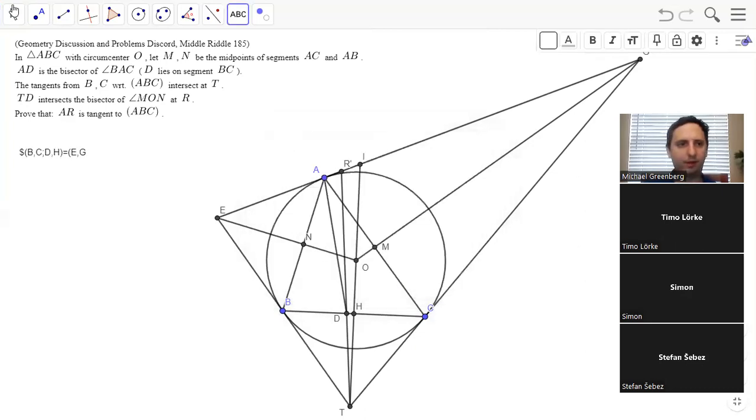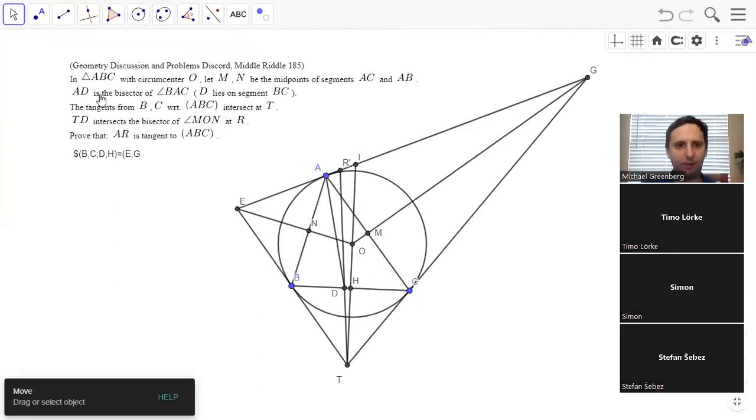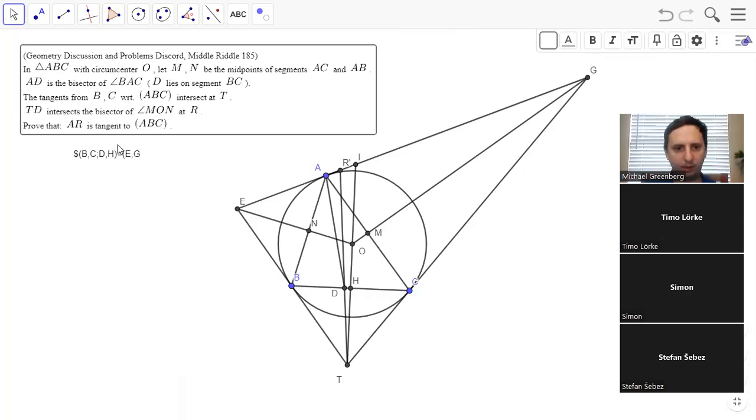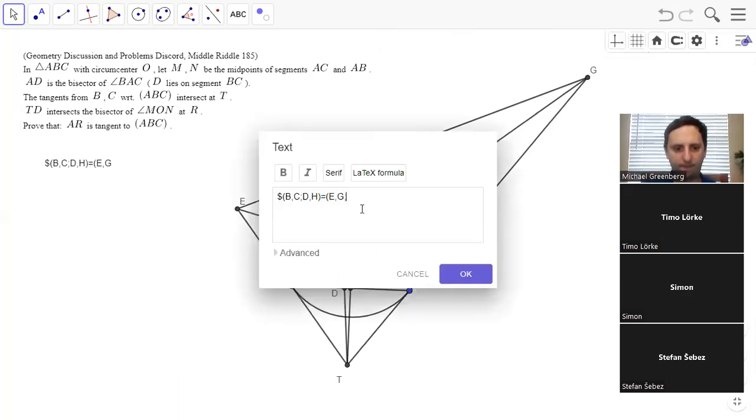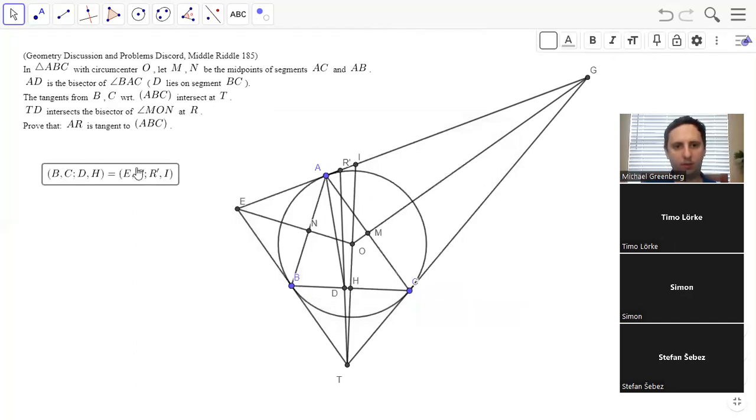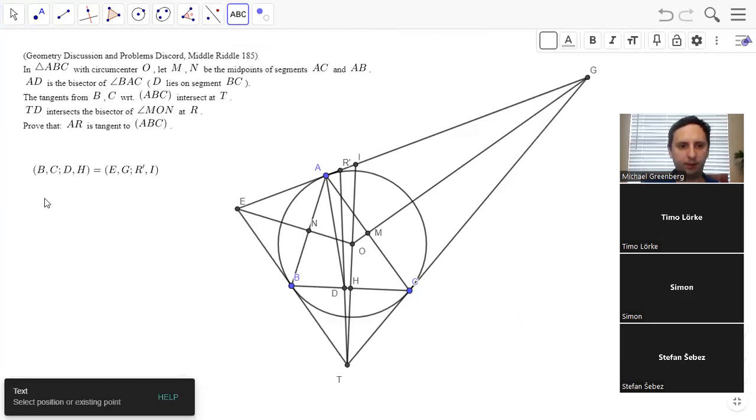Sorry, the diagram is too crowded. So maybe that's a little easier to see. So E, G, R prime, I. The left side is BD over CD.